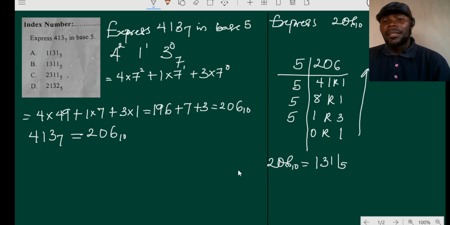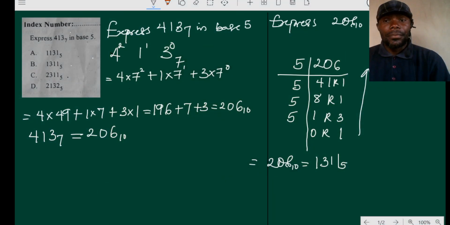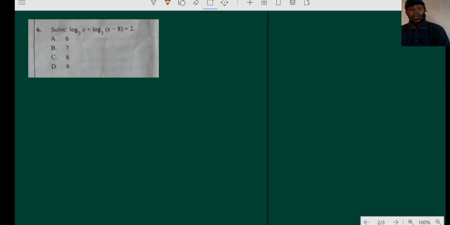If you look at the options in the question, you realize that the answer is the B part, because in the B part we have 13115. So the final answer here is B, which is 13115. So that is the answer for question 6 in the WAEC questions.